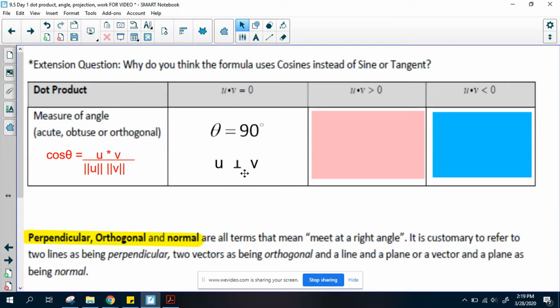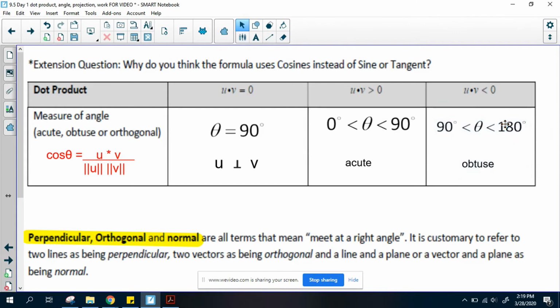Now, if u dot v is bigger than 0, you would have a positive number divided by their lengths, which would be positive. So when you do the inverse cosine of that, you're going to have all the positive answers, which means you're going to have an acute angle. Versus if u dot v was negative, their magnitudes are always going to be positive. So you have a negative, and that puts you in quadrant 2, and the inverse of cosine in quadrant 2 is an obtuse angle. So just a little insight into the angles.